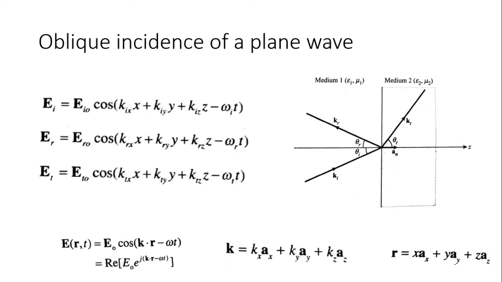And again, this is an example for oblique incidence of a plane wave, because when we considered normal incidence, it was like this, right?